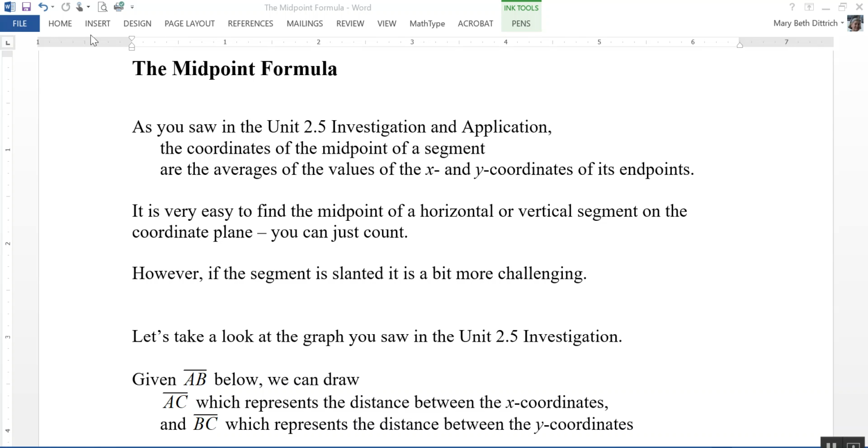This video is on the midpoint formula. As you saw in the Unit 2.5 investigation and application, the coordinates of the midpoint of a segment are the averages of the values of the x and y coordinates of its endpoints.